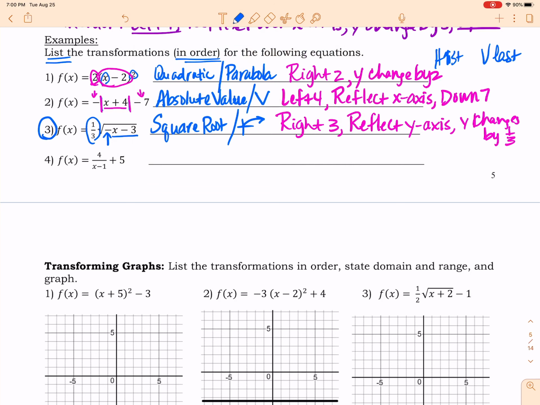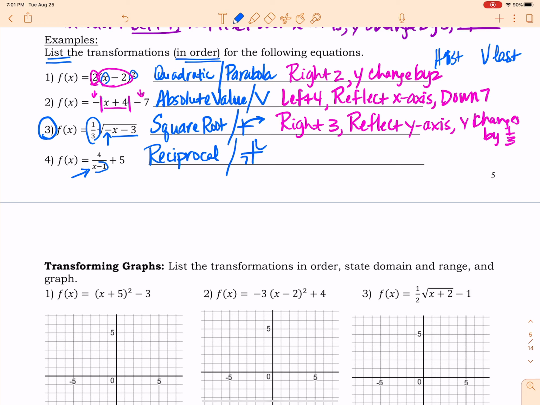Okay, so now let's look at this last example. Okay, don't freak out. This is the reciprocal function, okay? When the variable x is in your denominator, you have the reciprocal function. And that's the one that looks like this, okay? It has an asymptote in it because it's got restricted values for x. So what is happening to the parent function in this particular situation? Well, there are 3 things happening.